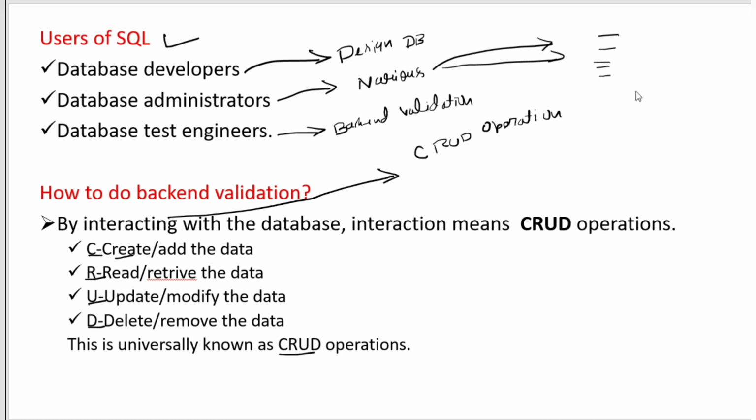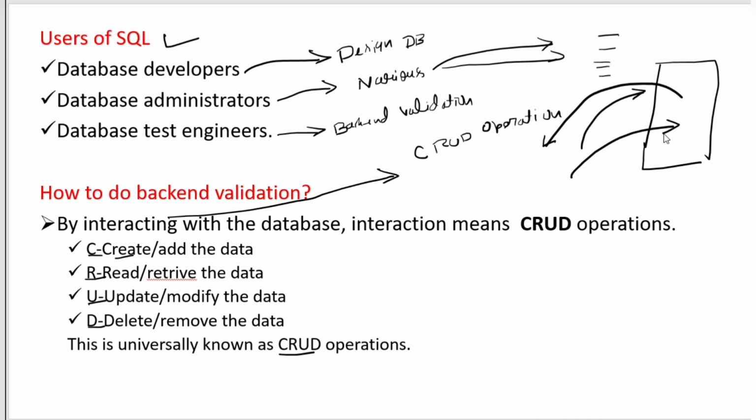That means if we want to create any data inside the database, we have to do a create operation. If we want to read the data present in the database, we have to do a read or retrieve operation. If we want to update the existing data, we have to do an update or modify operation. And if we want to delete data already present in the database, we do a delete operation. These operations we call CRUD operations.